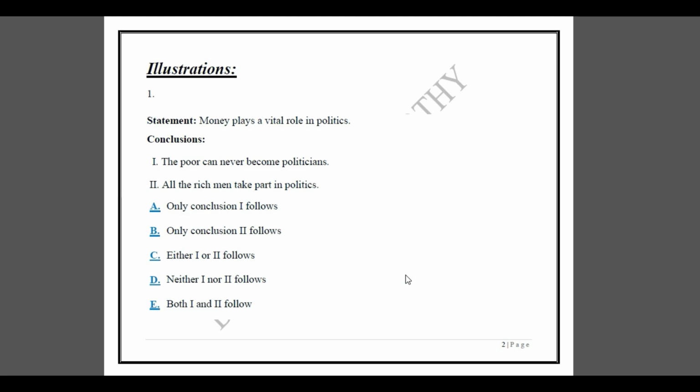Now just observe the statement. Money plays a vital role in politics is the statement given. So you should not make any assumption over here. Now, number 1, conclusion. The poor can never become politicians. So this is 100% wrong answer because there is no correlation between the statement and the conclusion. Point number 2, conclusion 2. All the rich men take part in politics. This is also not true because only 5% or 6% of the rich men may take part in politics. Now, both the conclusions are wrong. So the answer over here is option D. Neither 1 nor 2 follows.